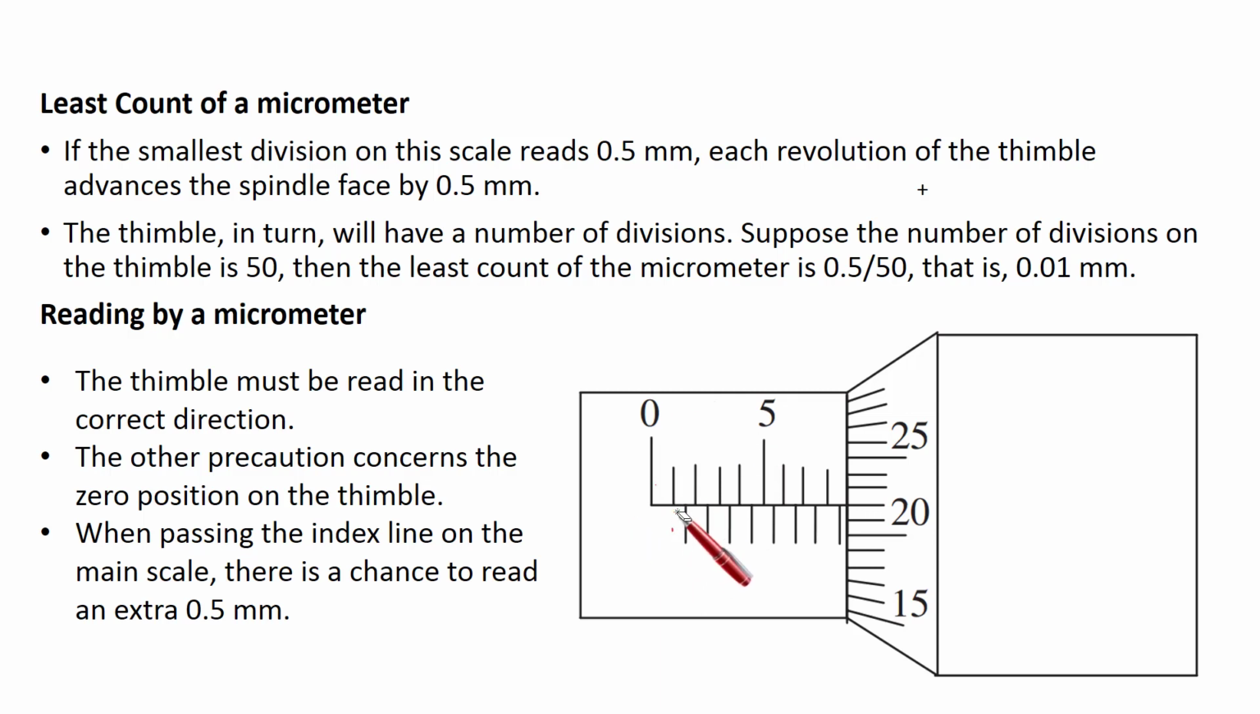We know that, first of all, the main scale reading. So on the main scale, how much is the reading total? This is 5 mm, this is 6 mm, 7 mm, this is 8 mm, and what is this? 8.5 mm. So 8.5 mm main scale plus least count we know.